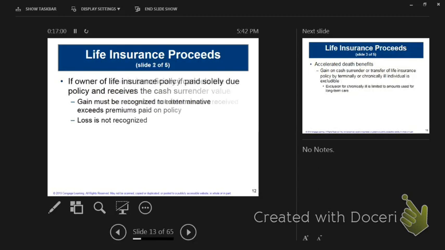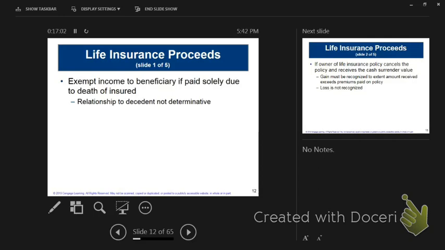Relationship to descendant, not determinative. Okay, so the relationship, you don't have to, you can leave life insurance to anybody. Oh, okay.